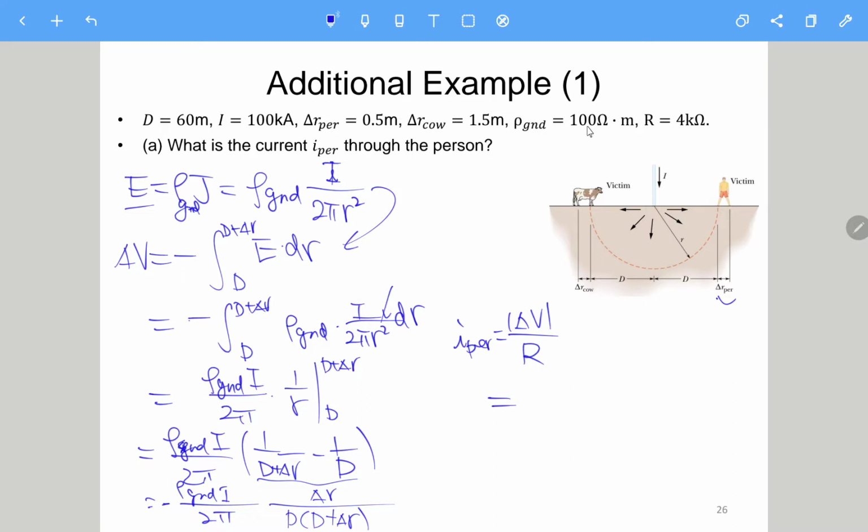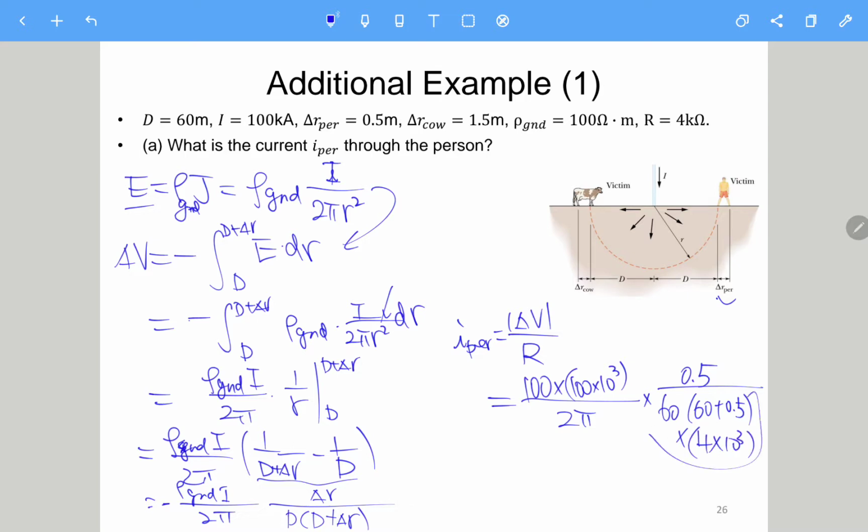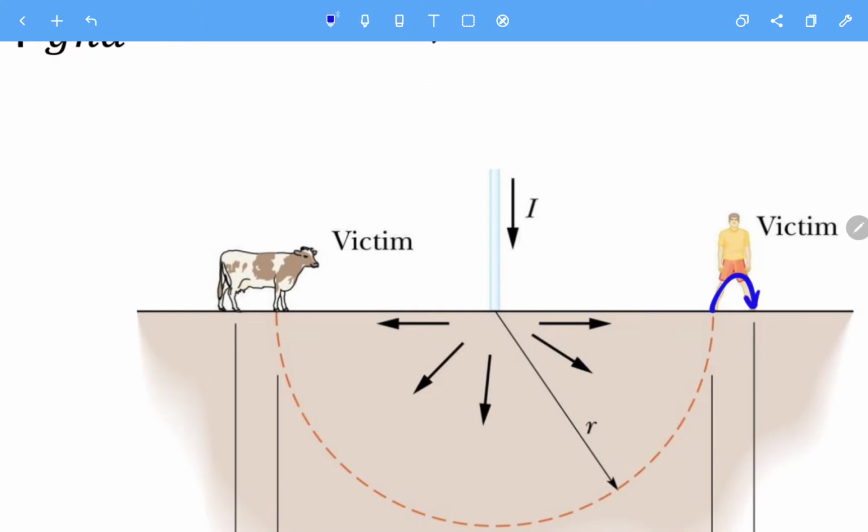Okay, so we can just plug in the values. Rho ground is 100, and I is 100K, so 100 times 10 to the third power over 2 pi, times delta R person, which is 0.5. Here D is 60 meters, so we have 60 plus 0.5 here, and then we still have R, which is 4K, so times 4 times 10 to the third power in the denominator. So this number is 0.0548 A. Okay, going from here to here, like this.